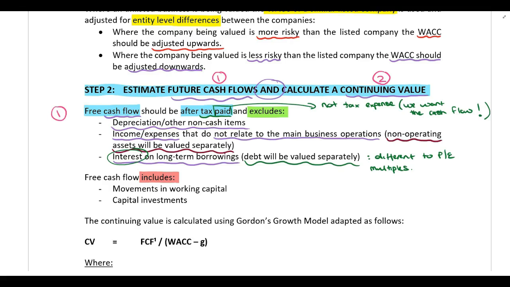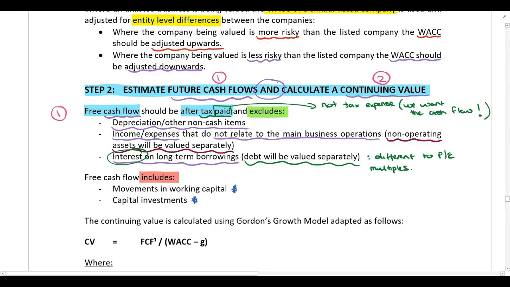We take the movement in inventory into account so that we don't have cost of sales, but we have our purchases. Purchases then consist of both cash and credit purchases. So we take the movement in accounts payable into account so that we are only dealing with our cash purchases. So remember, the reason why we take the movement in working capital into account is to convert our profit into cash flow. Then lastly, free cash flow also includes capital investments.